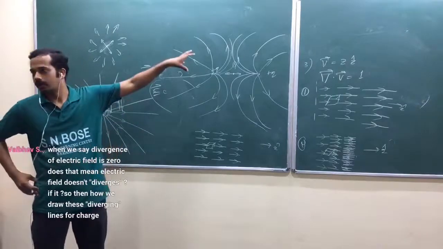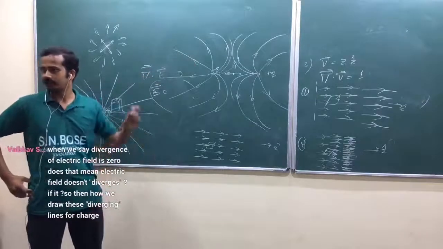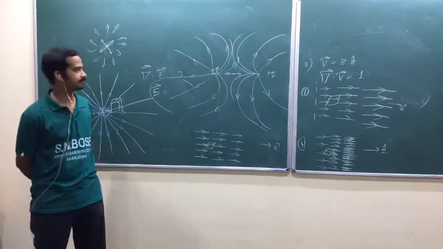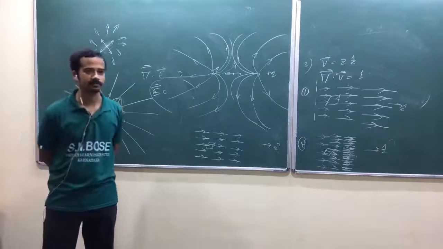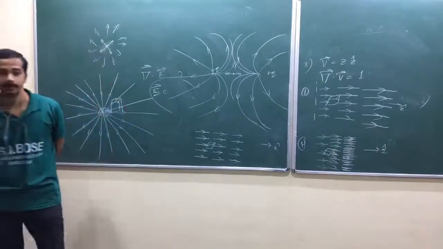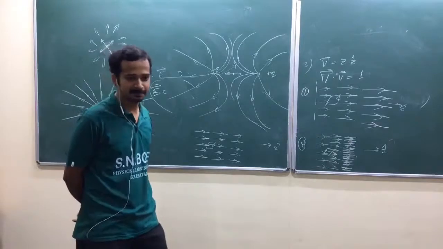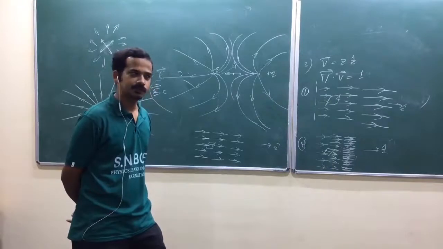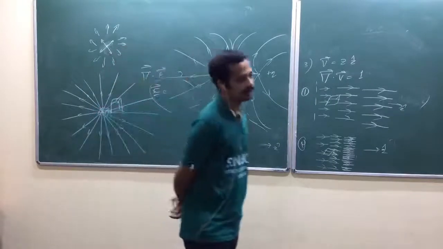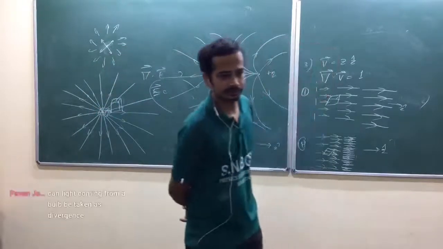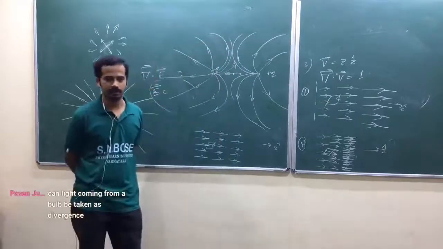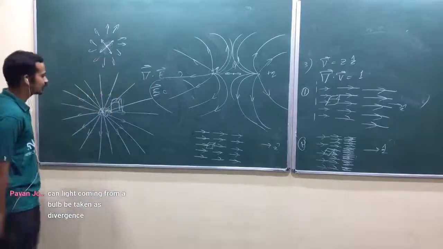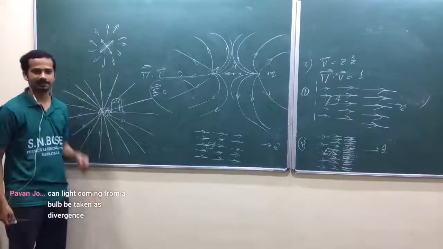But here also you feel like that, am I right? Exactly at the middle somewhere, there should be no electric field. Yeah, that's correct. Electric field does not diverge. Okay, yeah, I was expecting. It looks like it is diverging everywhere, am I right?